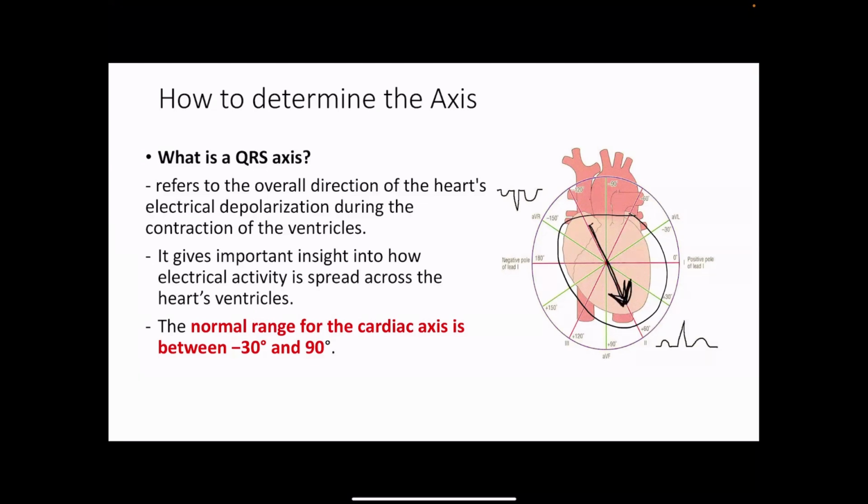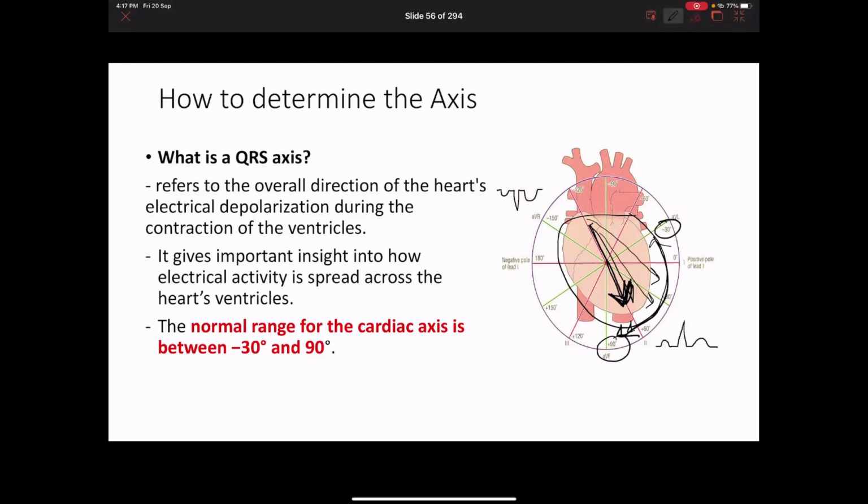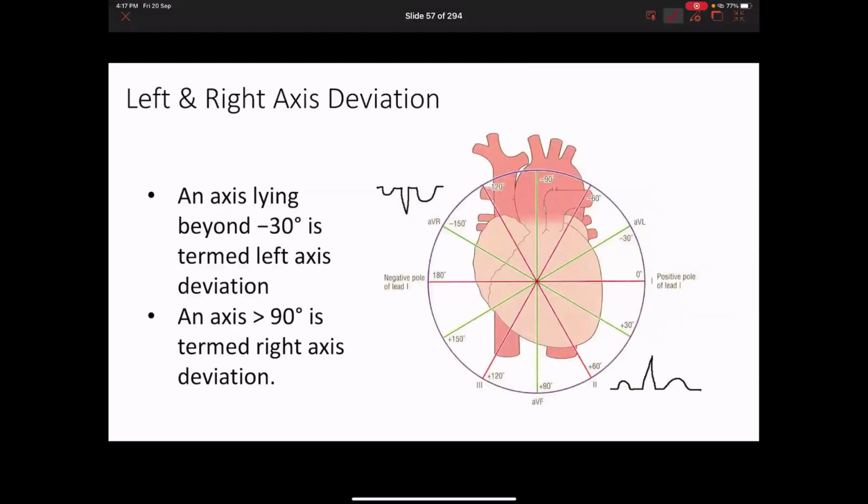So this way means it's between 90 and minus 30. Anywhere here is normal. This is a normal axis. Like if the overall direction was this way, it's still considered normal. If the overall direction was this way, it's still considered normal. So an axis is just the overall direction of depolarization. So if you look closely here, the normal is between minus 30 and 90. Anything here is normal, okay? Because the heart can depolarize this way, or this way, or this way. These are all still overall normal.